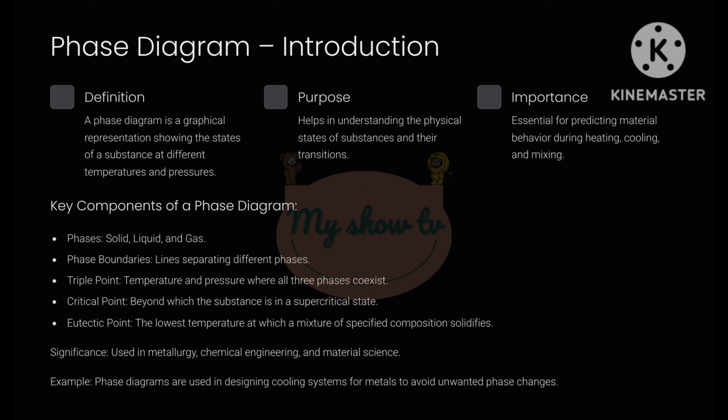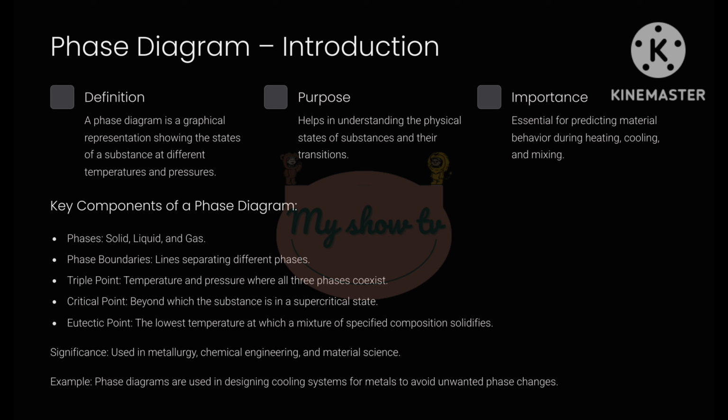4. Critical point, beyond this point, the distinction between liquid and gas phases disappears, and a supercritical fluid is formed. For water, this is 374 degrees Celsius and 218 atmospheres. 5. Eutectic point, the temperature and composition at which two or more components solidify simultaneously. This is more relevant to binary systems, as we will discuss in slide 3.